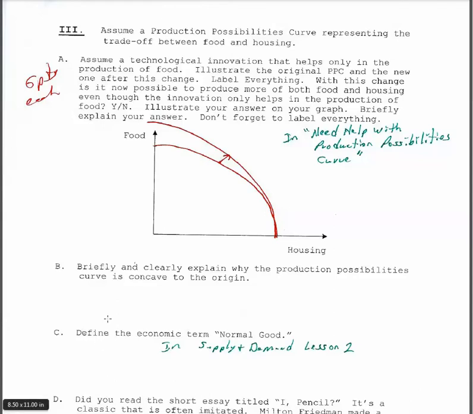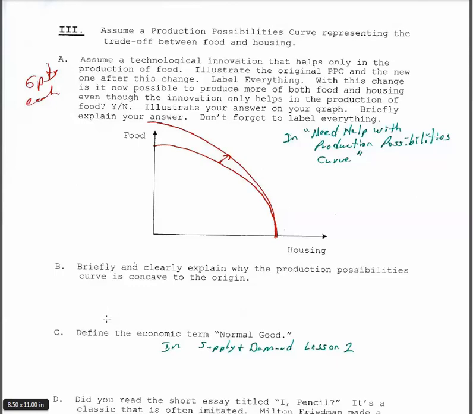Part B is also in that video. Briefly and clearly explain why the production possibilities curve is concave to the origin. It has to do with the fact that the factors of production, especially labor, but really all of them, are all different, and some are better suited to produce one thing as opposed to another. Sometimes thinking of it in the opposite way helps students to see the answer.